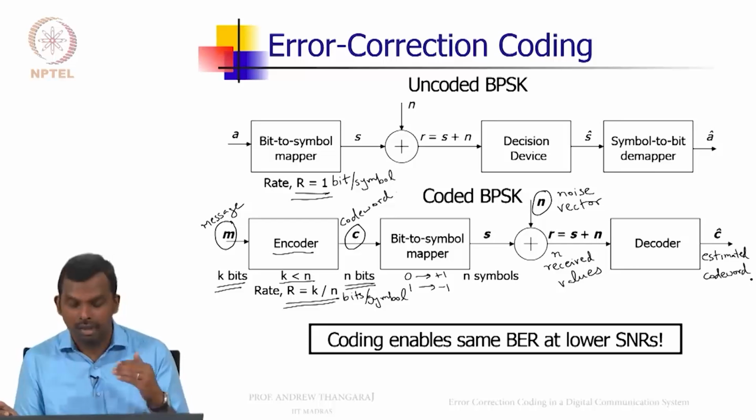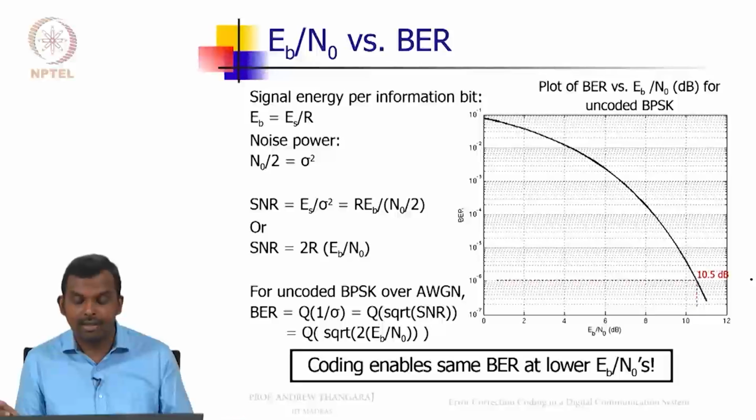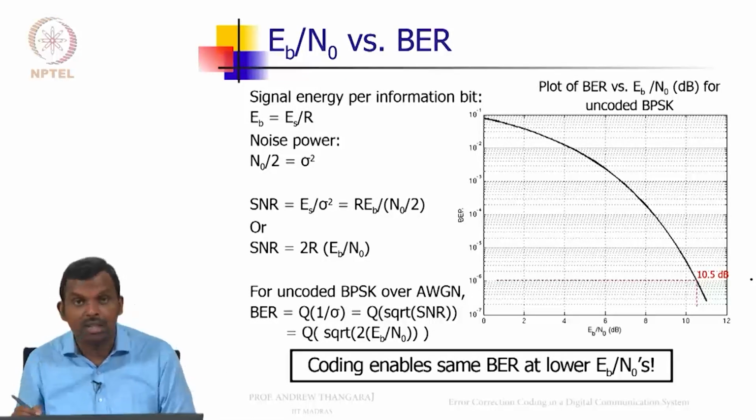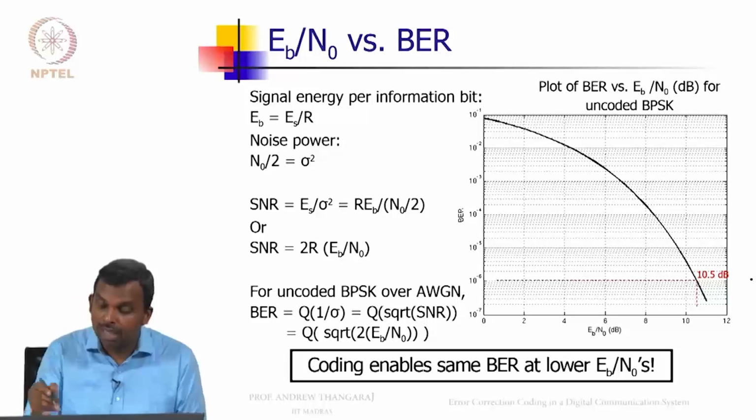Okay. So, this is what is important. Okay. So, that is nice. Okay. You might say it is interesting. So, let me begin by describing this plot here. This plot here actually shows BER versus Eb over N naught.